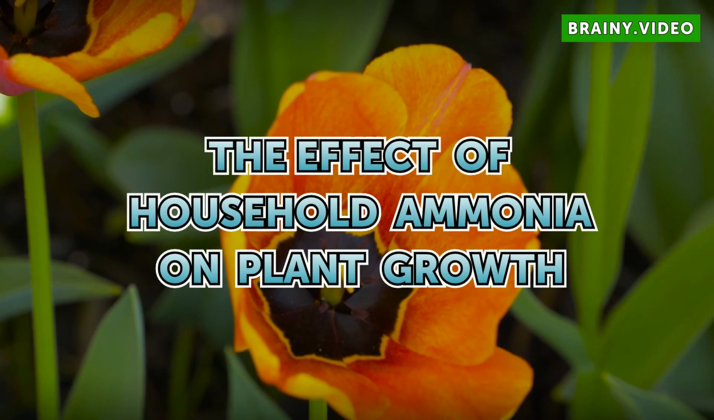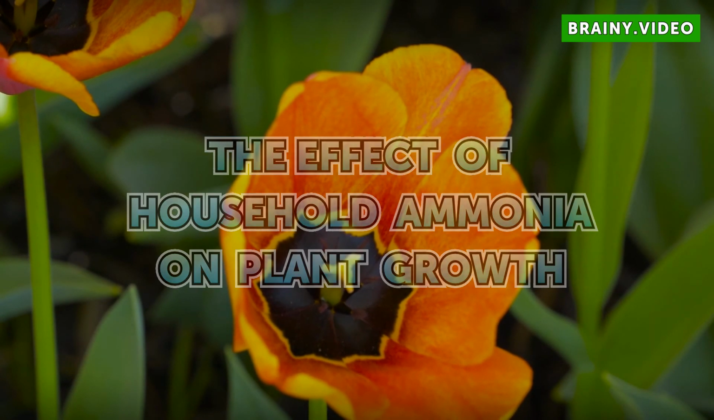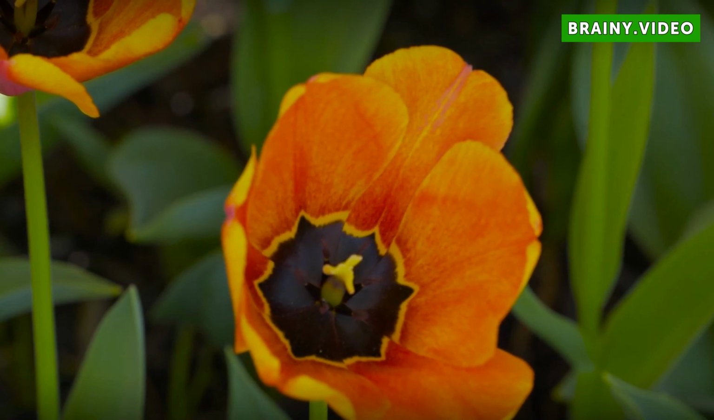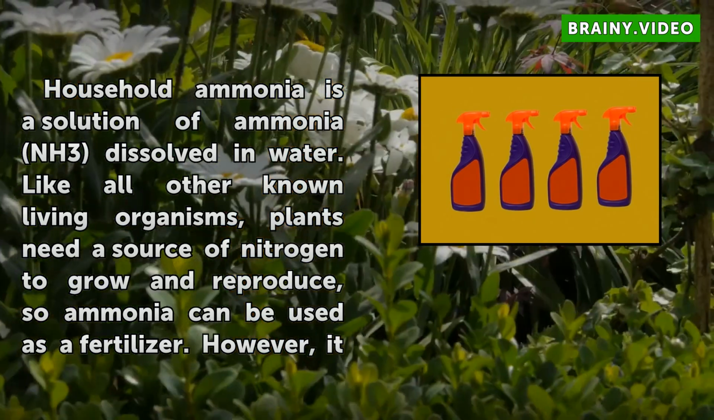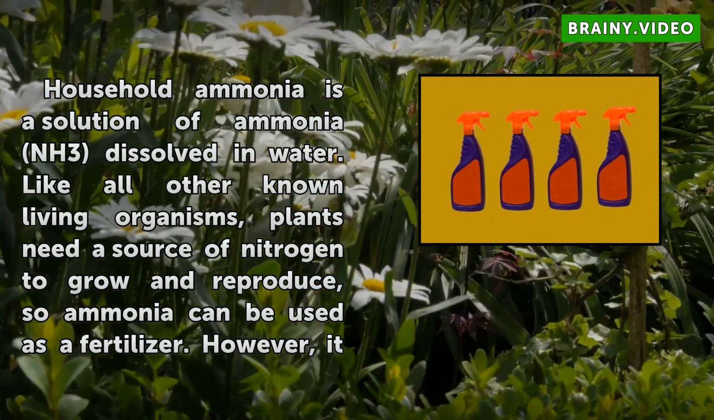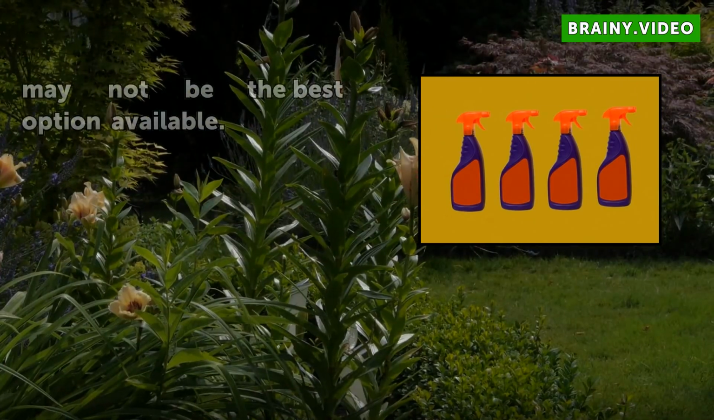The effect of household ammonia on plant growth. Household ammonia is a solution of ammonia, NH3, dissolved in water. Like all other known living organisms, plants need a source of nitrogen to grow and reproduce, so ammonia can be used as a fertilizer. However, it may not be the best option available.